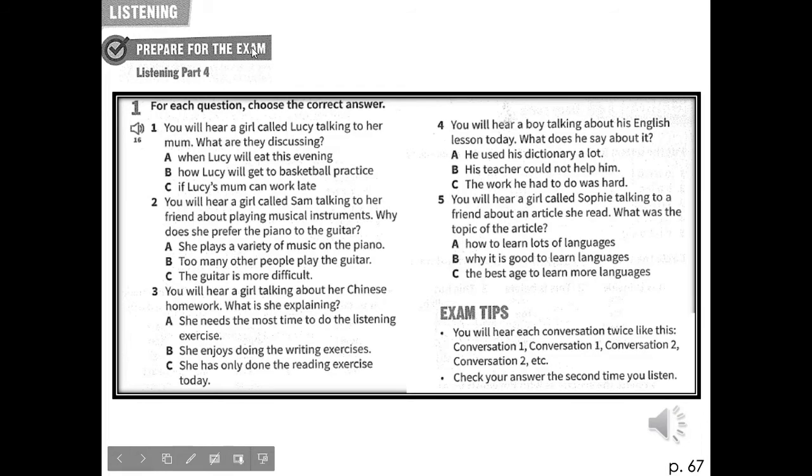This listening part here is according to the exam format. Prepare for the exam listening part 4. You need to choose the correct answer for every question here. First one here, you will hear a girl called Lucy talking to her mom. What are they discussing? When Lucy will eat this evening, how Lucy will get to basketball practice, if Lucy's mom can work late. So you need to pick an answer that is the most accurate according to the outcome of their conversation.